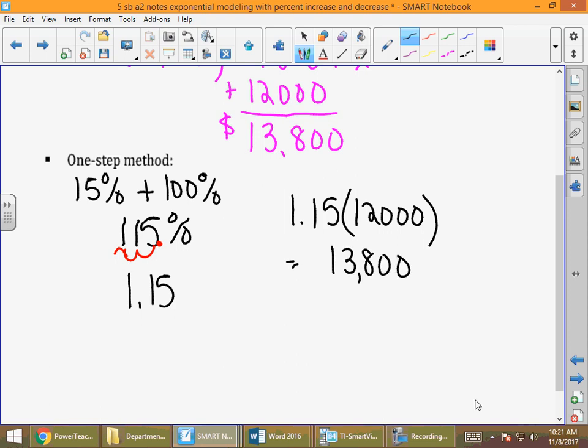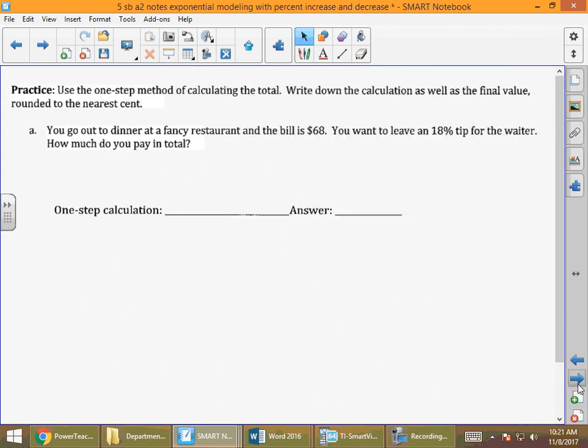Again, we just saw the price of the car. The two-step breaks it up into the parts. The one-step, we just get the final amount. But let's try to practice using the one-step method. And it says, use the one-step method of calculating the total. Write down the calculation as well as the final value, rounded to the nearest cent, because money is rounded to the nearest cent, which is two decimal spaces.